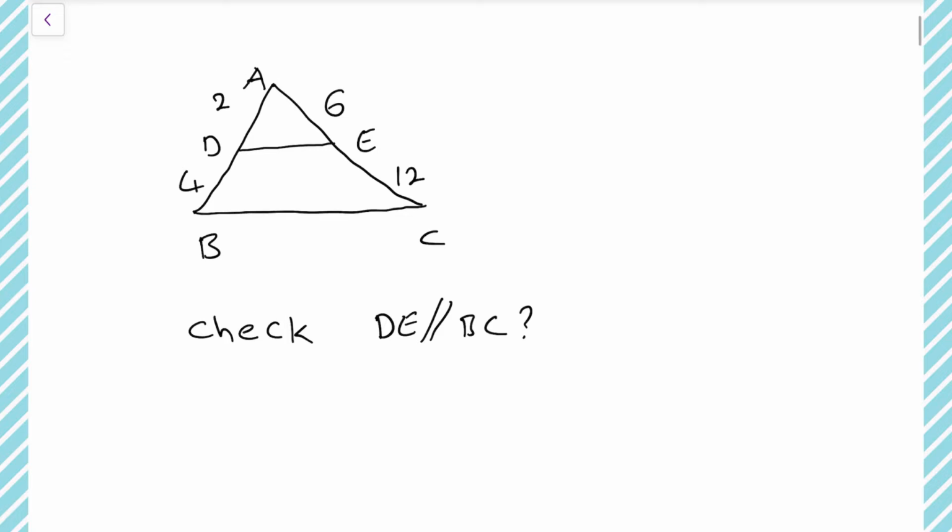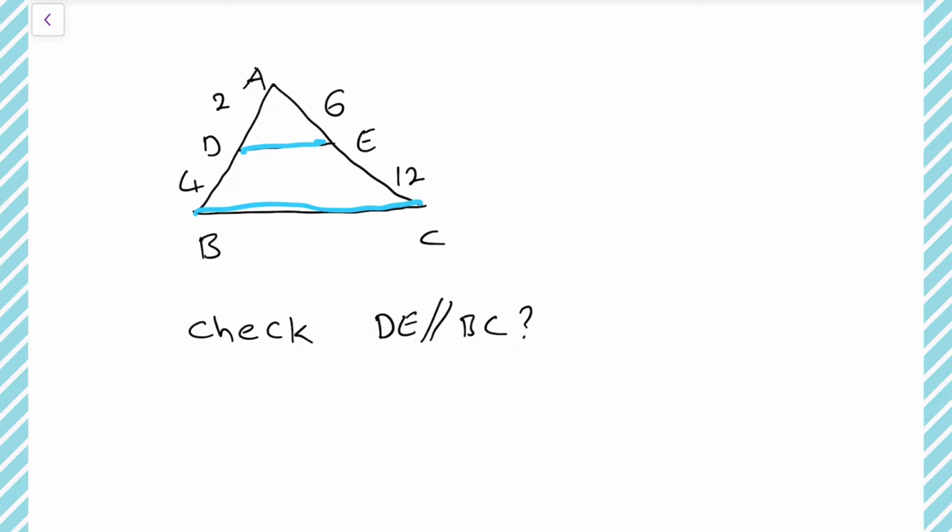In the figure we have one triangle ABC and one line DE in the middle, and some measurements are also given. Then he is asking to check whether the DE line is parallel to BC or not. So this is DE and this is BC. Now we need to check whether these two are parallel or not. For that we are going to use the basic proportionality theorem concept.